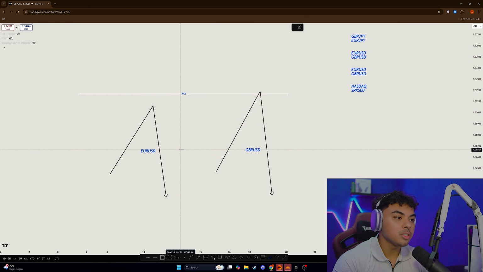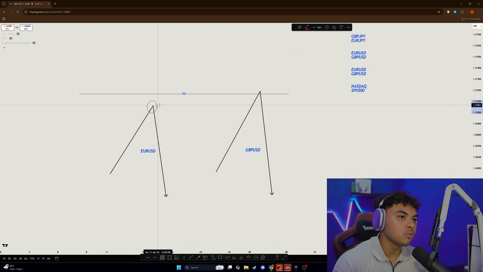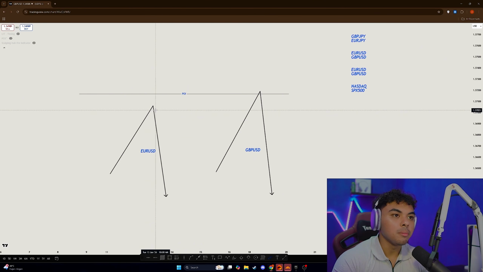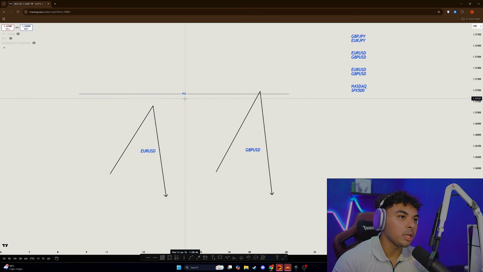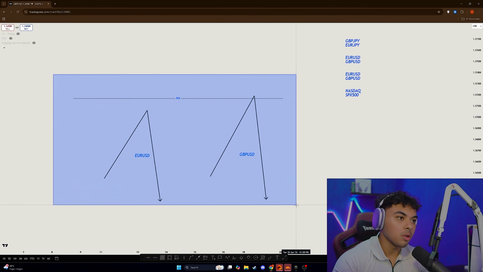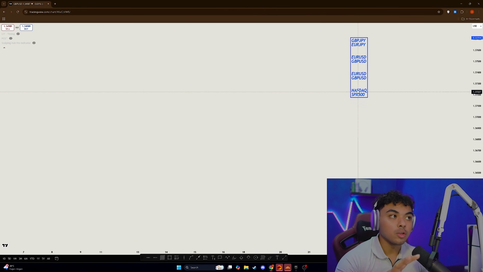Giving you a confirmation that, you know what, EURUSD doesn't really have to tap into my point of interest because GBP has tapped into it. Meaning that if an entry model were to be provided within EURUSD itself, it is already valid for you to take the trade without waiting for the point of interest to get tapped. Okay, that's the basics of the correlation of pairs.